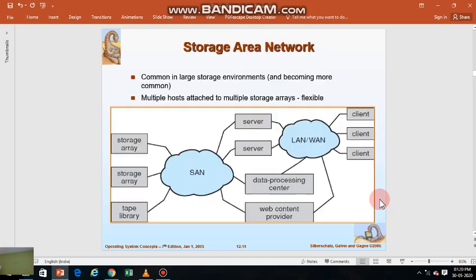Then next you have the storage area networks. We will continue with the storage area network in the next video.